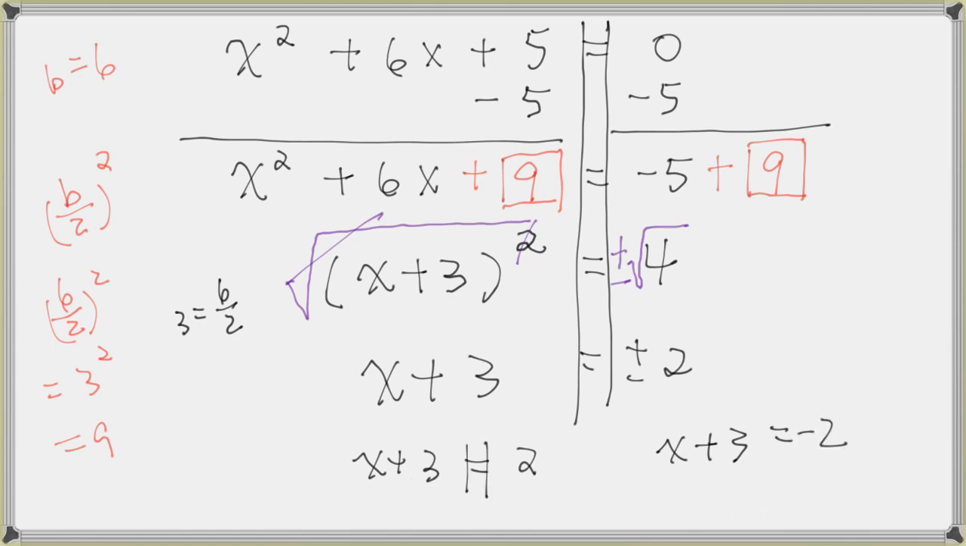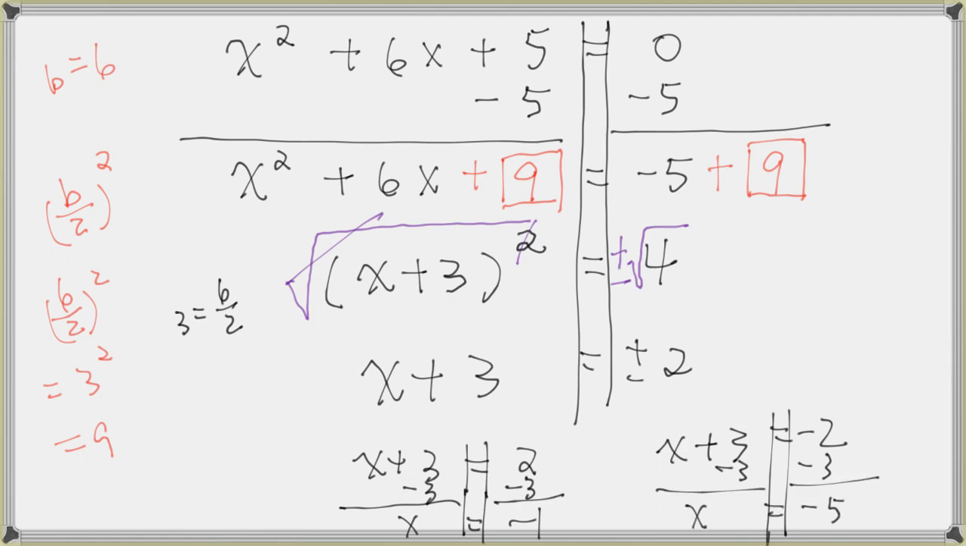So this one, we subtract 3, subtract 3. We get our x equal to negative 1. That's one solution. Here, we subtract 3, subtract 3. We get x equal to negative 5. That's another solution. So our solution is negative 1 and negative 5. We just solved this quadratic equation using completing the square.